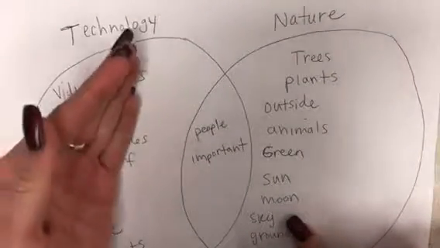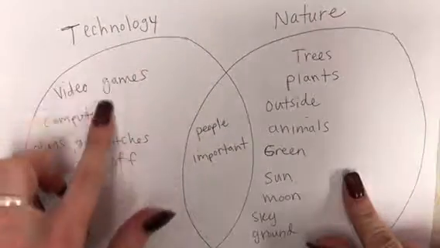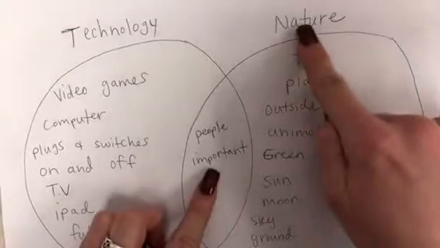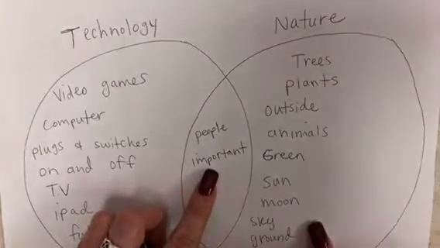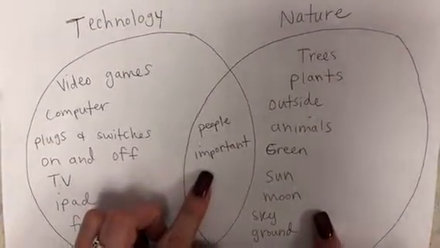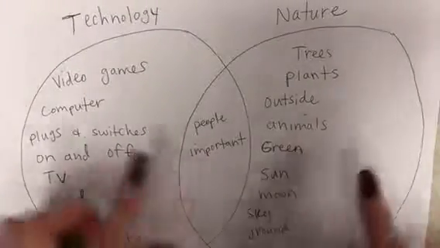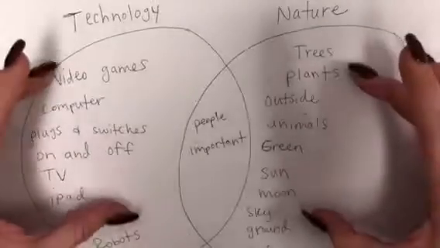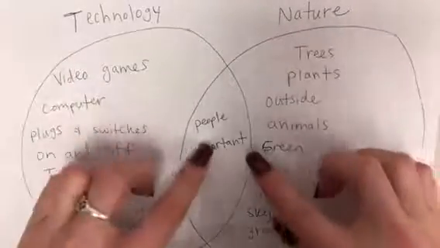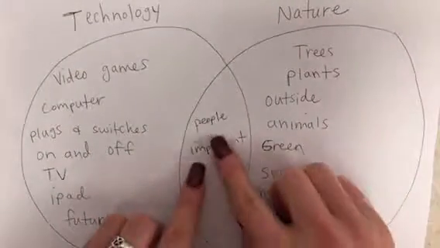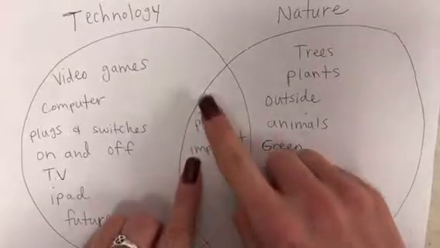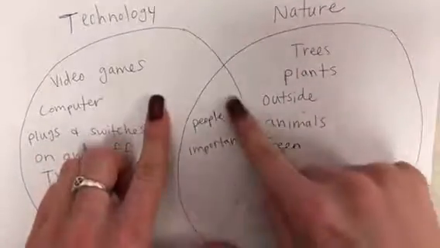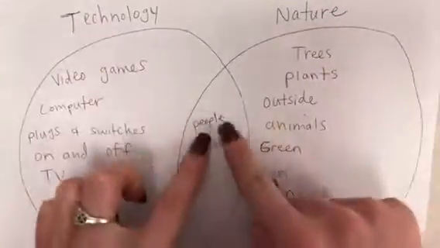In one section, I'm going to come up with a list of words that describe technology, and in the other section of the circle, a list of words that describe nature. So I would like you with your partner to come up with at least 7 words in each of these big spaces for technology and nature. Now the middle part where they overlap is a space where you can describe how technology and nature are related, words that describe both at the same time.